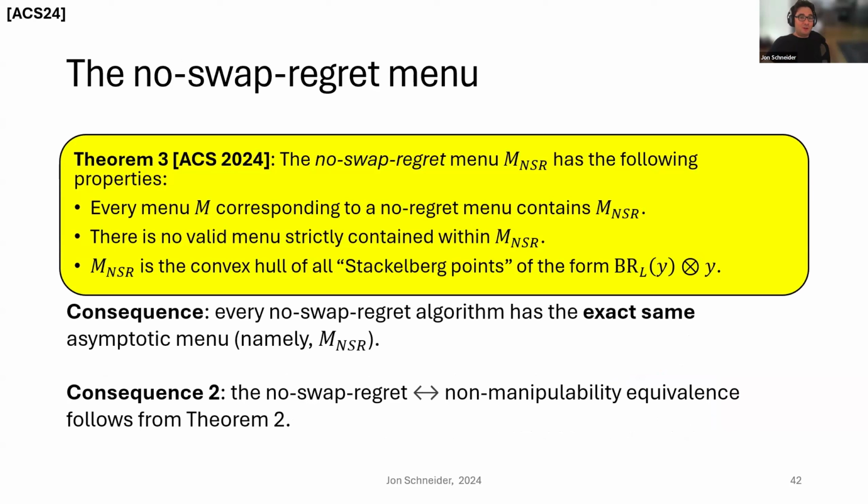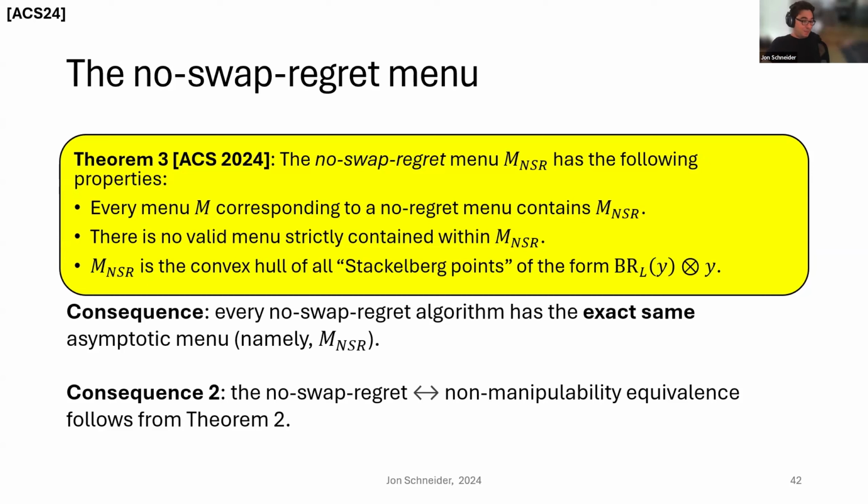But the second reason is that, again, no swap regret is a little special. The no swap regret menu has a bunch of nice properties, but basically it is inclusion minimal. So every menu corresponding to a no regret algorithm contains the no swap regret menu. And yet there's no valid menu that's strictly contained within the no swap regret menu. And finally, you also have this very nice explicit characterization of the no swap regret menu as the convex hull of all of these Stackelberg points we saw earlier. So all these product distributions where the optimizer plays some strategy Y and the learner plays a best response to Y.